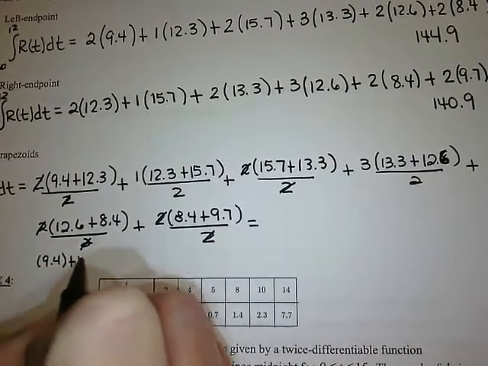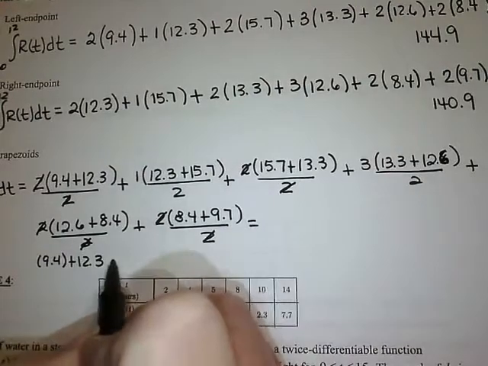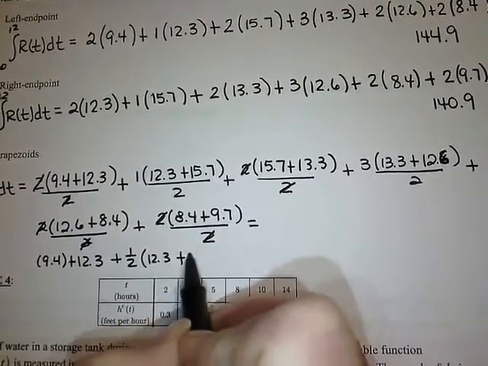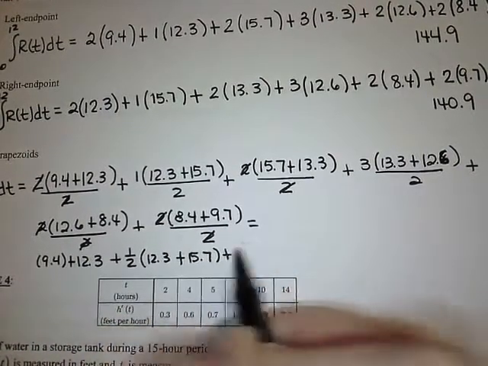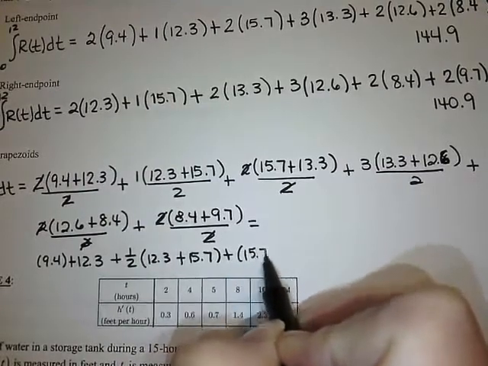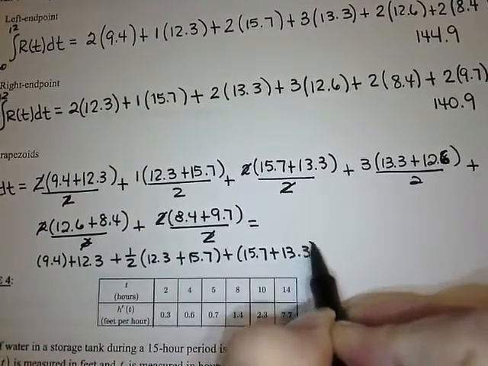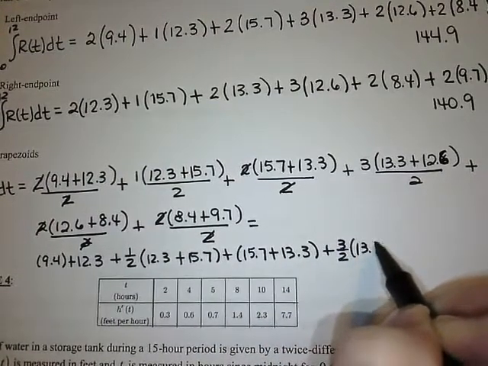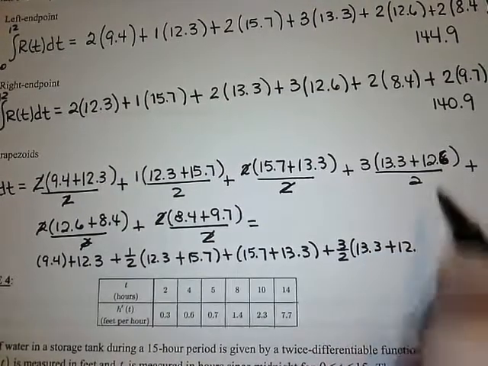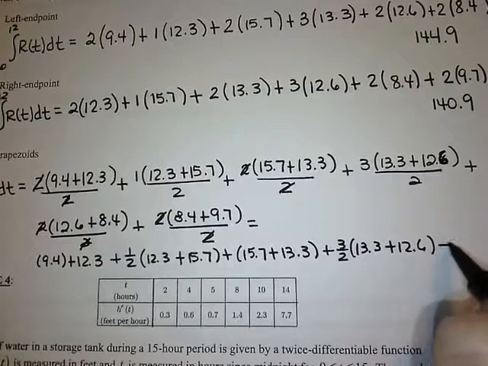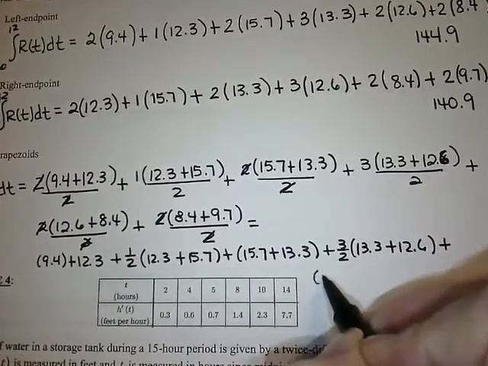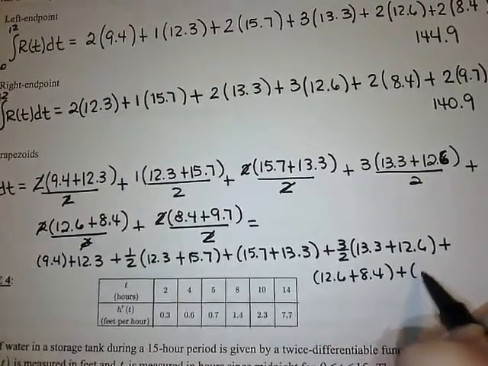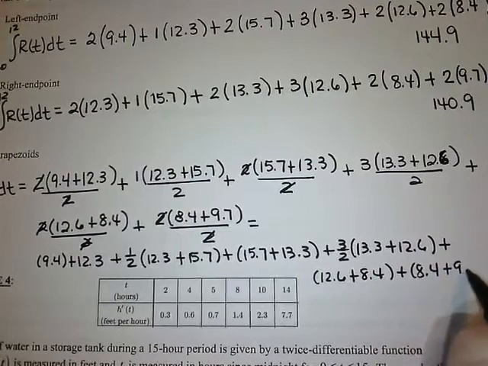9.4 plus 12.3, and then you're going to have plus 1/2 times 12.3 plus 15.7 plus 15.7 plus 13.3 plus 3/2 times 13.3 plus 12.6, and then plus 12.6 plus 8.4 plus 8.4 plus 9.7.